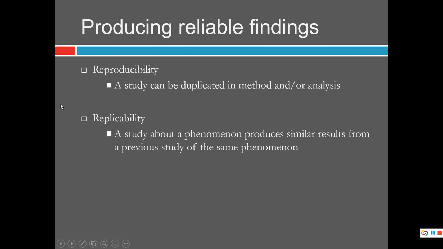Replicability is different. This is whether a finding is repeated. Not a study is repeated, but the actual finding. So is a study that's studying the same thing as another study finding the same result? So if study A about the connection between aggression and violence finds a particular relationship, does another study find exactly that same relationship between those two variables?